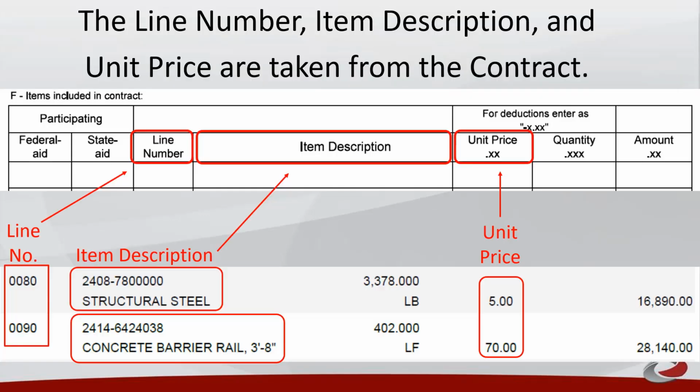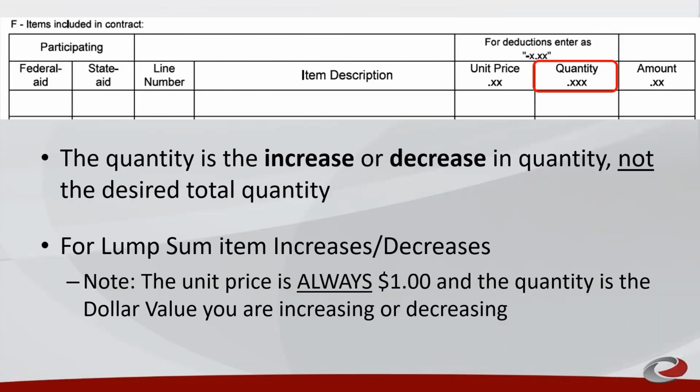Here's a screenshot of Section F and a couple of examples to show where the numbers go. The quantity is the increase or decrease in quantity, not the desired total quantity. For lump sum increases or decreases, the unit price is always $1 and the quantity is the dollar value.